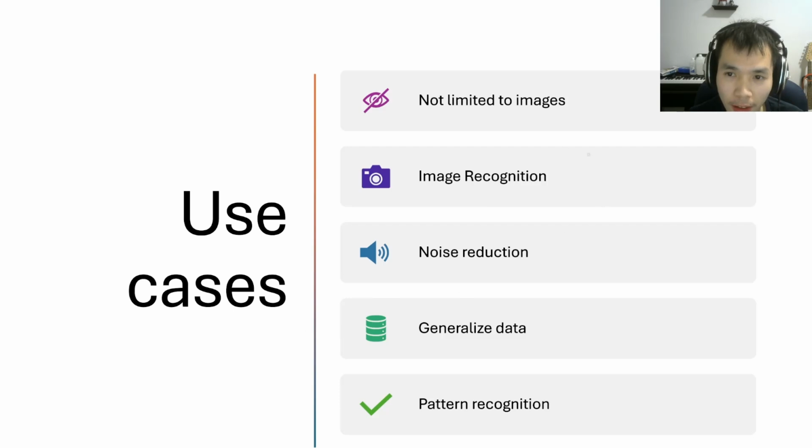For some use cases, it's not limited to images, so you can use it on words using tokens. You can use it on image recognition since it's able to generalize the important features of the images. It's also used for noise reduction, since it generalizes the data: it takes the general data of the image, and it's able to recognize patterns in a data set since it's training on multiple images.